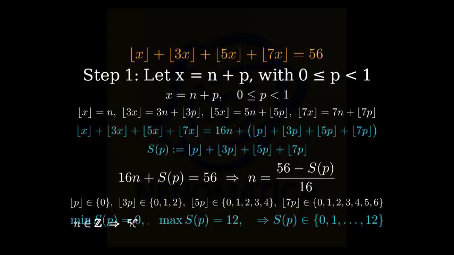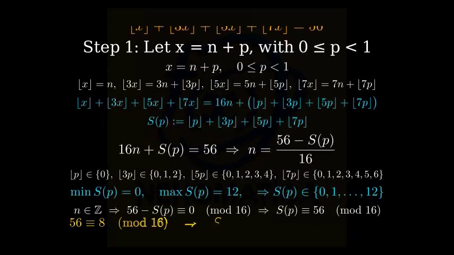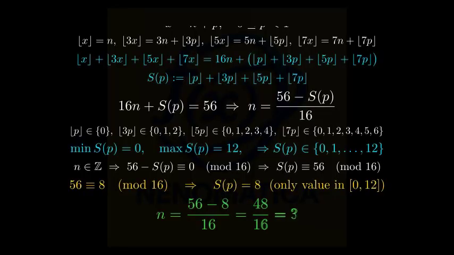Step 4. Because n must be an integer, 56 minus s of p must be divisible by 16. That means s of p is congruent to 56 modulo 16, since 56 modulo 16 equals 8, and s ranges from 0 to 12. The only possible value is s of p equals 8. Step 5. Substitute s of p equals 8 into the formula for n. That gives n equals 48 divided by 16, which is 3.